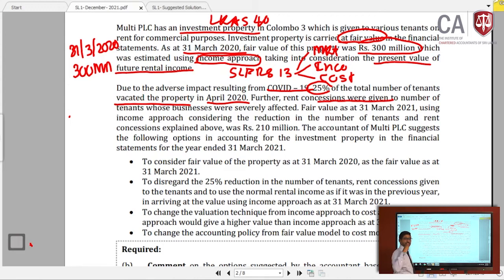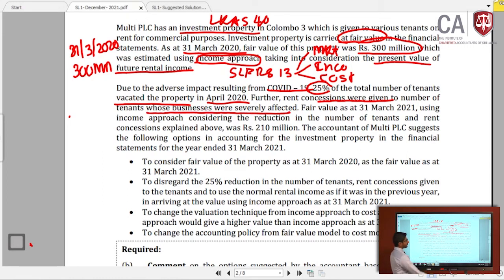Let's say we are charging 100 rupees or 10,000 from a customer, there is a rent concession given. Let's say we are asking our tenants to pay only 8,000. I don't know what rent concession is given. Anyway, some kind of concession or relief is given to tenants whose business was severely affected.